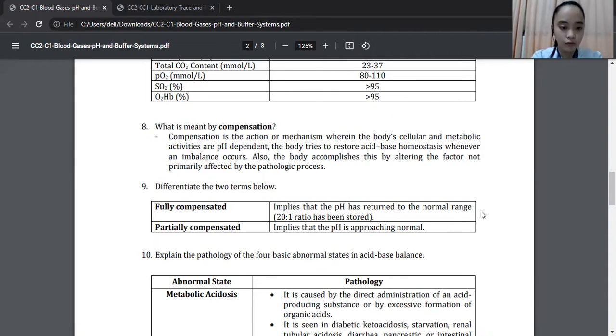Pag sinabi natin fully compensated, it implies that the pH has returned to the normal range. 20:1 ratio has been restored. And partially compensated naman implies that the pH is approaching normal. So halimbawa, kung ang pH ay wala pa sa normal range o papalapit pa lang sa normal range, ito ay tinatawag nating partially compensated. Pero kapag ang pH naman ay bumalik na sa normal range nito, ito ay tinatawag nating fully compensated. So yun lang, next.